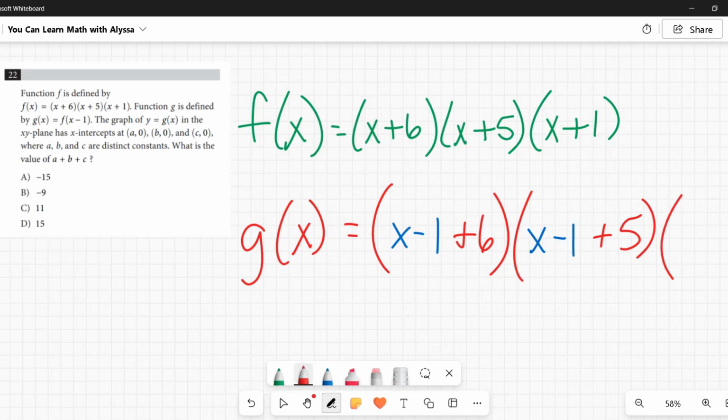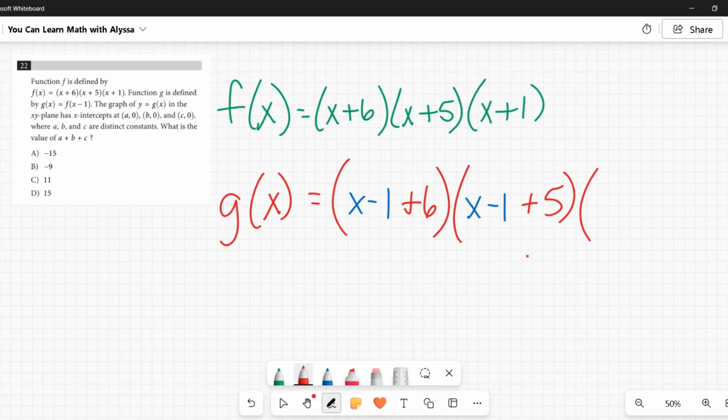And finally, I always run out of room. X minus 1. Oops, need to write it in blue. Write that in blue. X minus 1 plus 1. Okay, so now I need to simplify. I need to combine like terms. And this is why I was saying this isn't going to take you that long, because this is not high level right here that they're asking you.